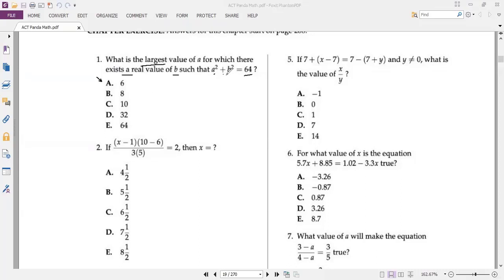So when A is the largest one, B should be equal to 0. There is no condition here. He didn't mention B is 0 or 1 or 2. So B equals 0. In this case, the largest number, A squared is 64. So A is negative or positive square root of 64. We have A equal to 8. Okay, I hope it's clear now.